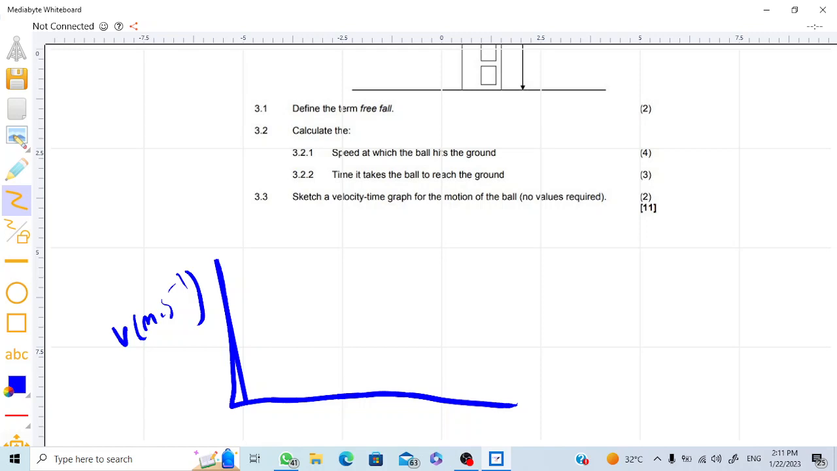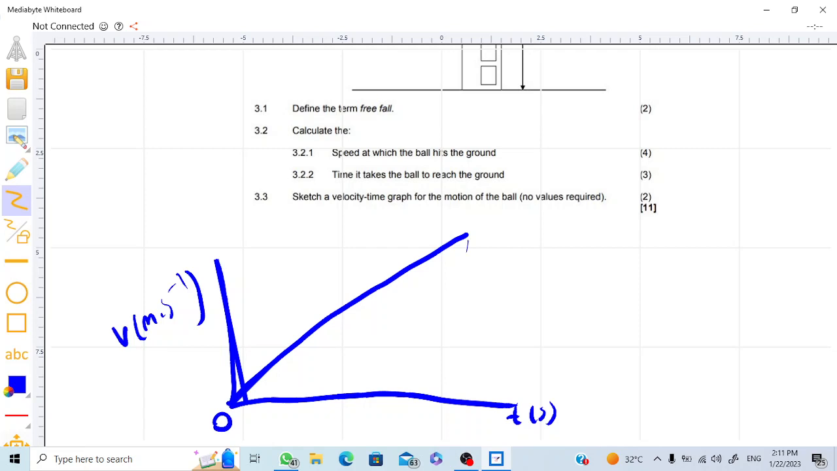It's a must for you guys to label your axis, guys. Okay, then this is 0. So since it was dropped, it has to start from 0. That one you have to show it. And this is time, this is t in seconds. Okay, no need to show any values.